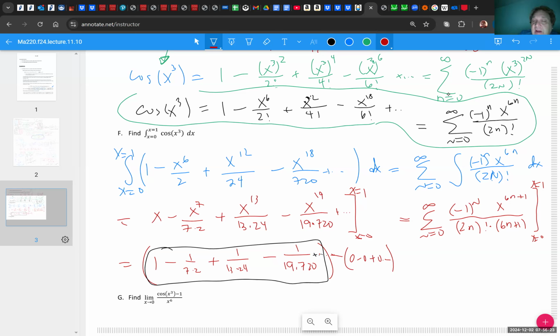Again, when I plug in 0, I'm not going to get anything because all the things are 0. 0 to any exponent is 0. So I just have to plug in 1. And that's going to be the sum from n equals 0 to infinity of negative 1 to the n, 1 to the 6n plus 1, but 1 to any power is just 1. So I'll just leave this remnant as a 1 so you guys can remember that I actually did it. It's not just like it vanished. It's 1 to a power, so it's just 1. And on the bottom, I get 2n factorial and 6n plus 1. And so if you can find the sum of that series, that would be the exact value of the integral.